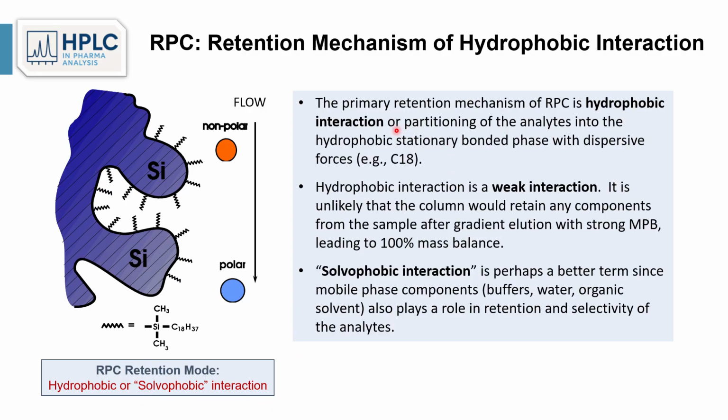The primary retention mechanism of reverse phase is hydrophobic interaction, or co-partitioning of the analyte into the hydrophobic stationary phase with something called dispersive forces. Hydrophobic interaction is indeed a weak interaction, and therefore it's unlikely that the column would retain any component from the sample after elution with strong mobile phase B, leading to near 100% mass balance.